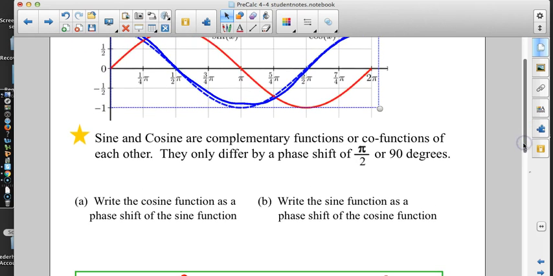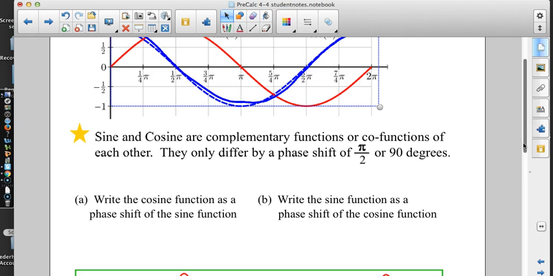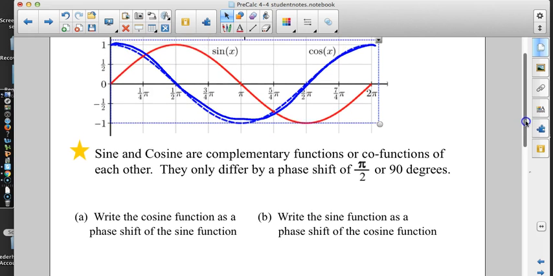So sine and cosine are complementary functions. Again, those are cofunctions. They're angles that add up to 90 degrees, and that's why they have that special relationship. And they only differ by a phase shift of pi over 2, or 90 degrees. So it says, write the cosine function as a phase shift of the sine function. Okay?